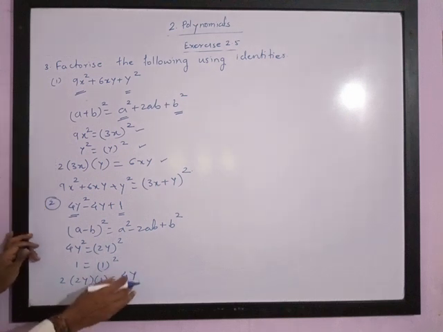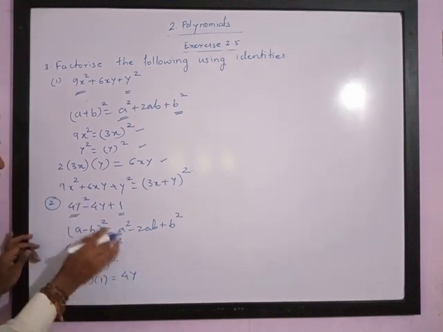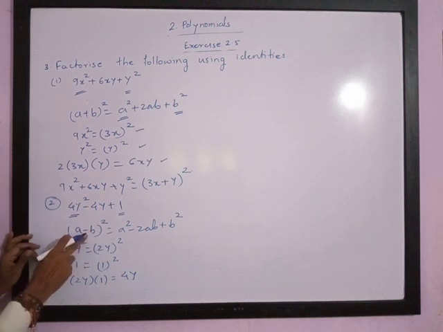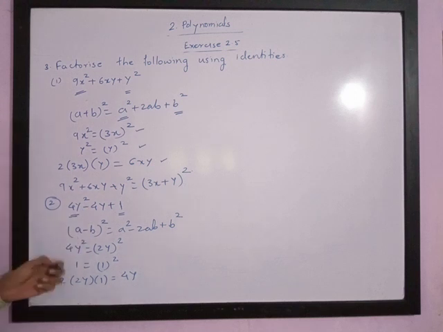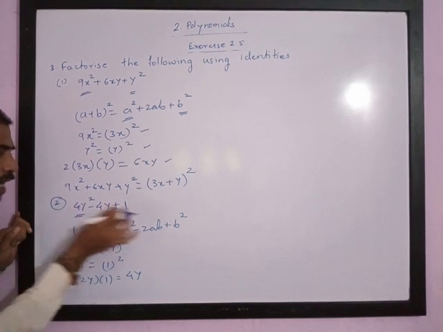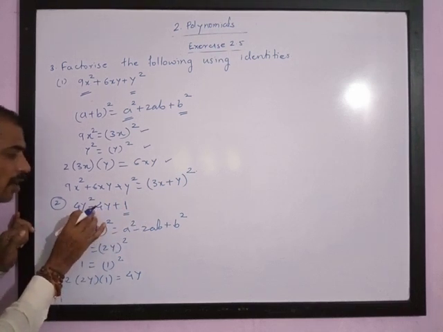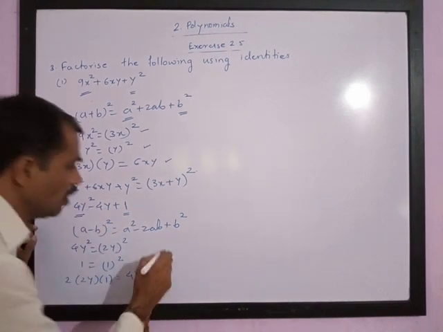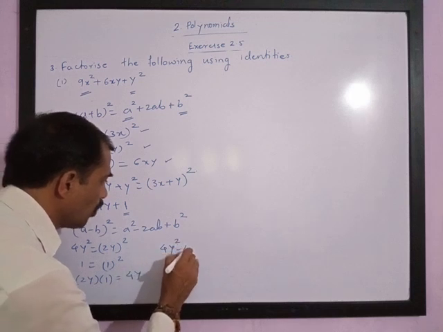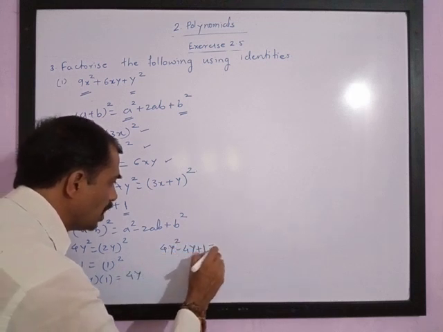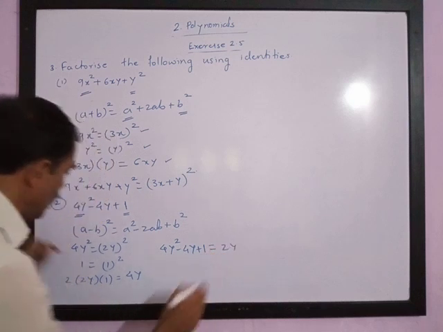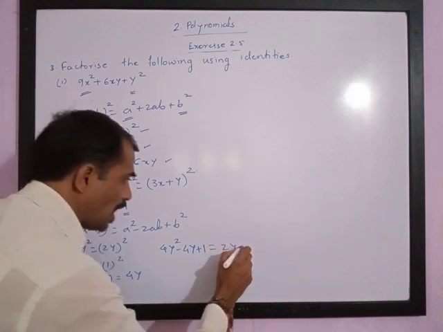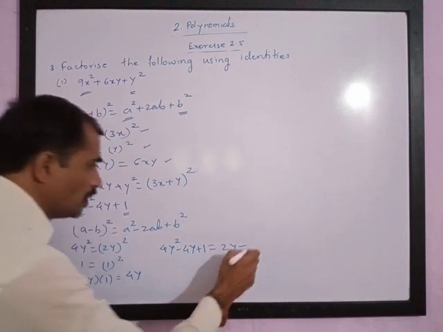It means we are getting the middle term as well, but since it is negative, it must be the expansion of (a minus b) whole square, that is, square root of the first and square root of the last with the sign of the middle term. So 4y square minus 4y plus 1 must be equal to (2y minus 1) whole square, that is, the square root of the first, sign of the middle and square root of the last.